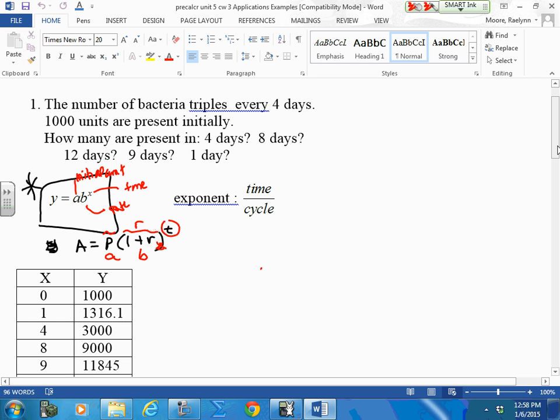So if something doubles, what is my rate? What is B equal to? If it doubles, how do I represent doubling? Times 2, right? If I triple, what am I multiplying it by? 3. If I halve, 1/2. So this is how your rate's going to go.